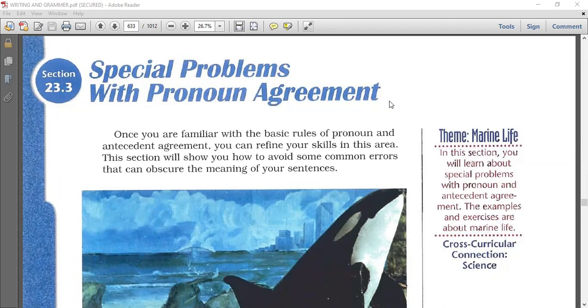Now we have 9 people in the room, 8 students and myself. Okay, so last week we did chapter 23, 23.1, 23.2. The topic of chapter 23 is agreement, subject verb agreement, and pronoun verb agreement.